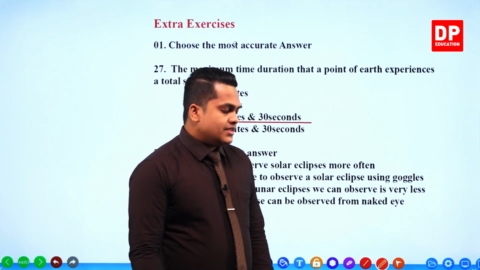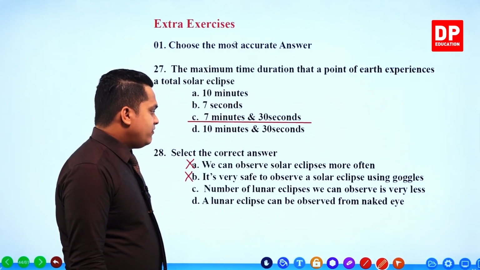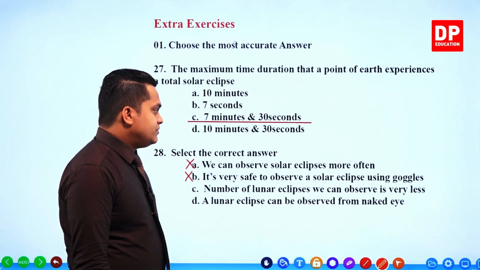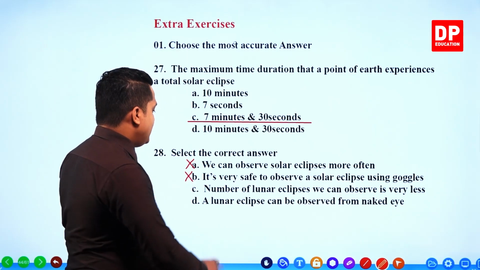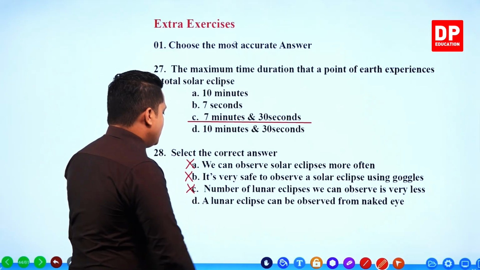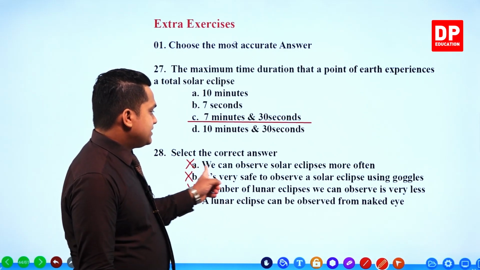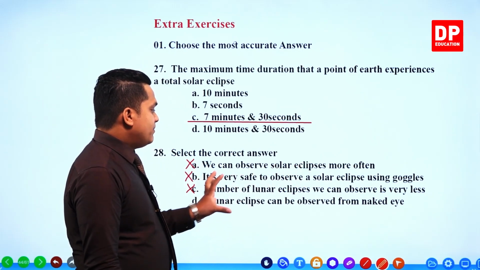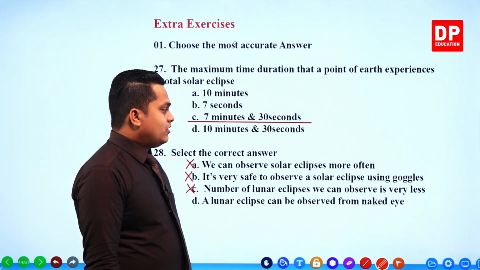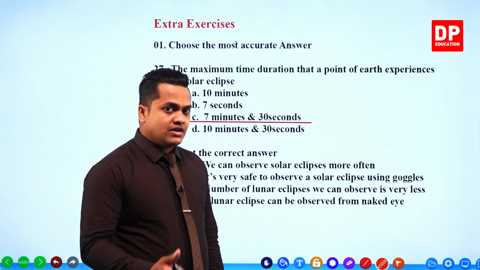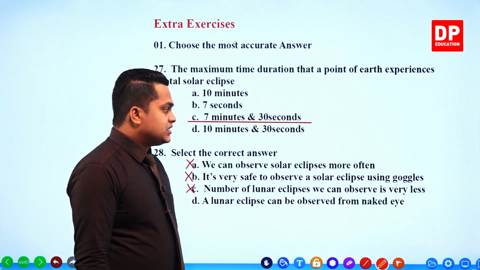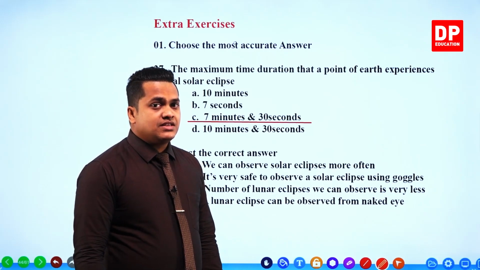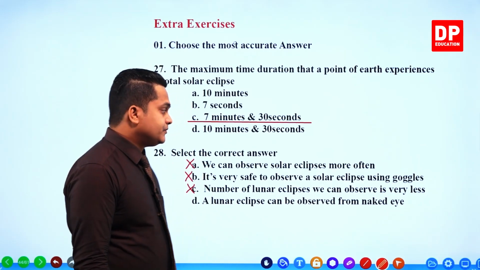Okay. Then the next one. The number of lunar eclipses we can observe is very less. Once again incorrect. Like I said when we were discussing this point, the number of lunar eclipses that we can observe is not less but very high. We can observe more lunar eclipses than solar eclipses.